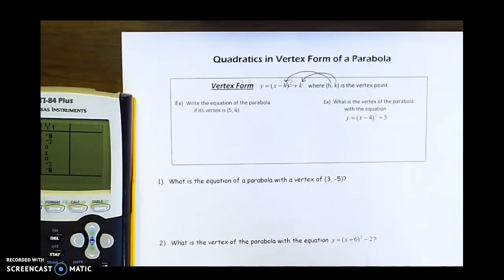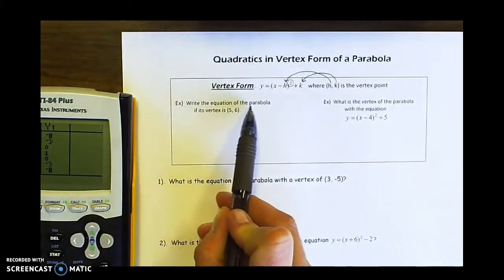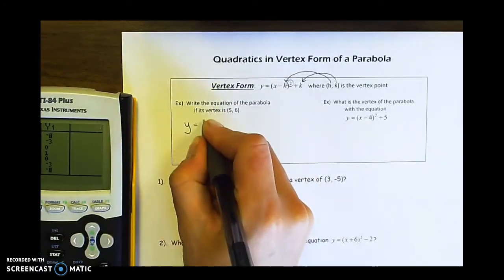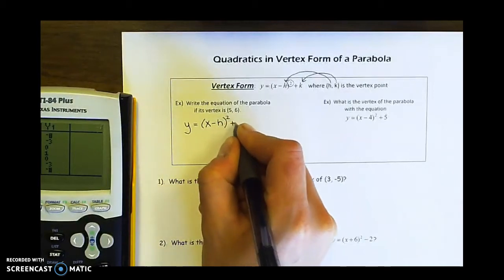All right, so let's take a look at our first 2 examples. Write the equation of the parabola if its vertex is (5, 6). So y equals x minus h squared plus k.